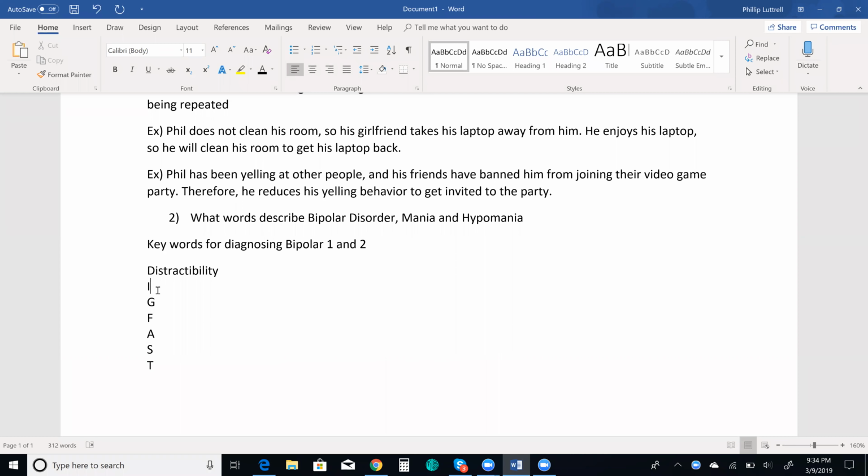And then the I, increased goal-oriented activity. This person will go from, I can't do anything, to I need to do everything. That sense of, I need to be doing something 100% of the time, idle time is the devil's workshop, I need to just do all of this stuff and get everything done. So you're distractible, and you're trying to do a bunch of things at one time.